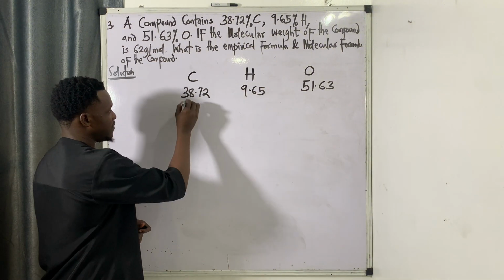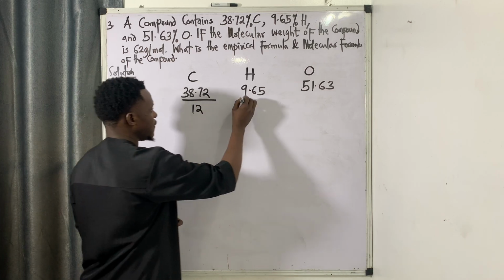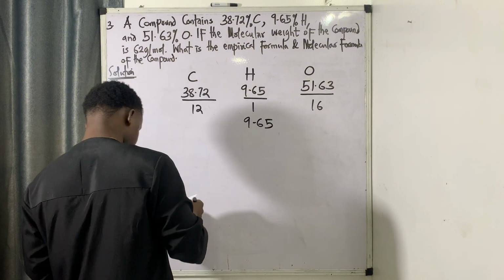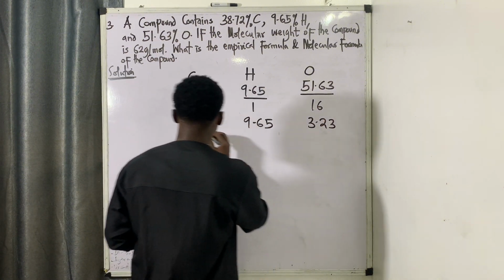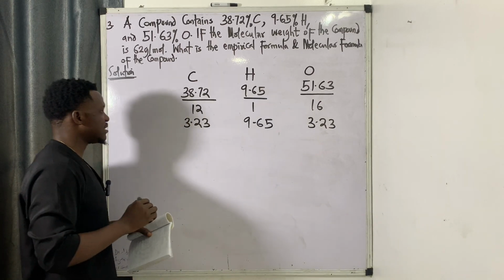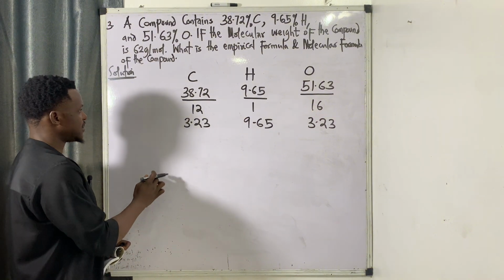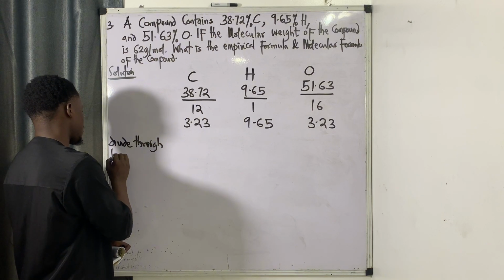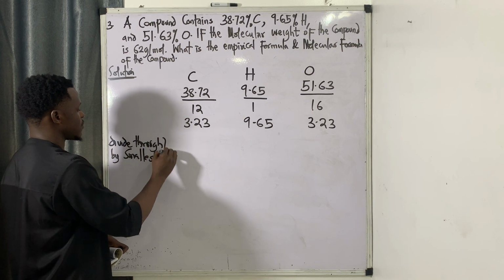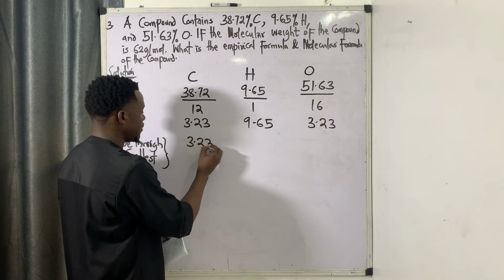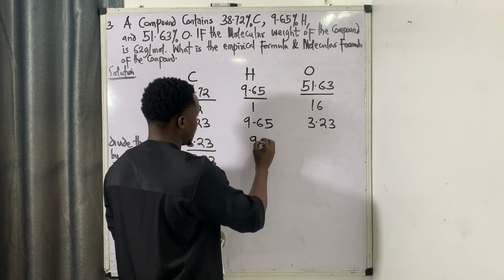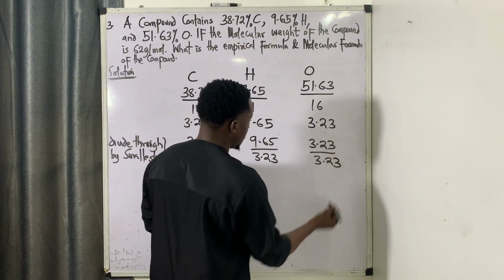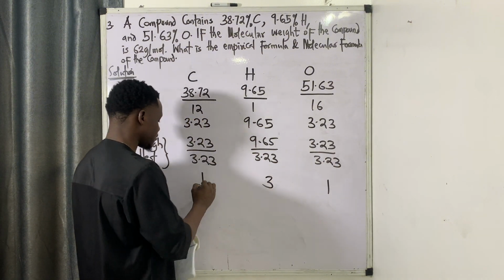Now remember our step 1 is to divide by their respective molar masses. So divide by 12, divide by 1, and divide by 16. So this becomes 9.65, this becomes 3.23. Now the next thing is for us to divide through by the smallest. Here, divide through by the smallest. Now this becomes 3.23 divided by 3.23, 9.65 divided by this. Now this is 1, this is 3, and this is 1.